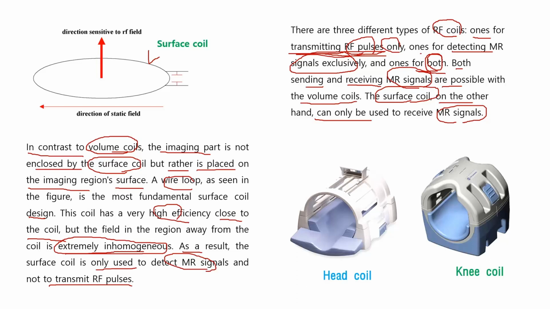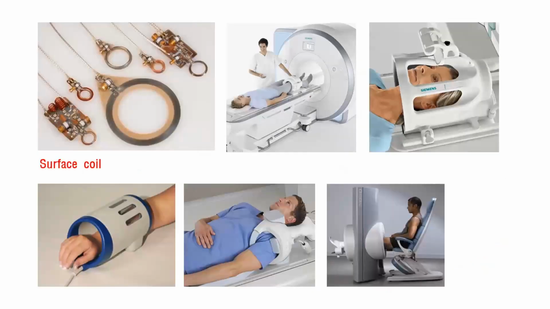This is a coil for brain imaging, and this is for the extremity, knee and wrist coil. We can see several RF coils for knee and brain imaging and wrist, and here the foot region, this knee region.